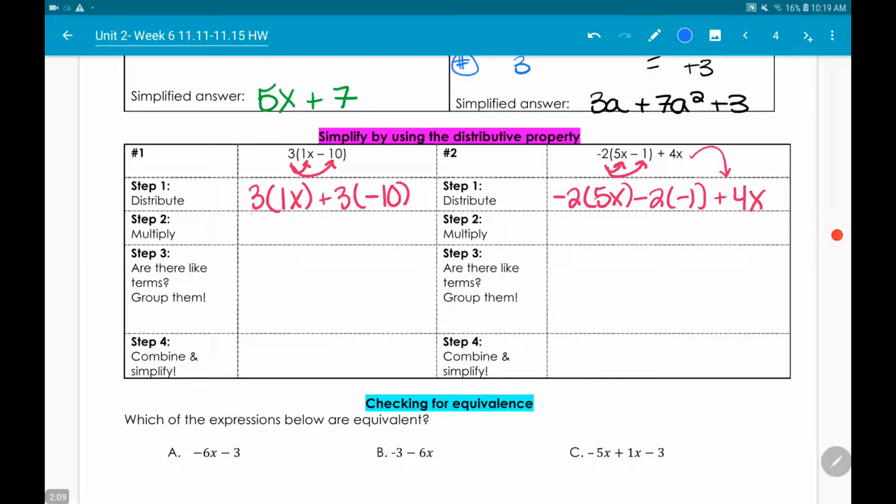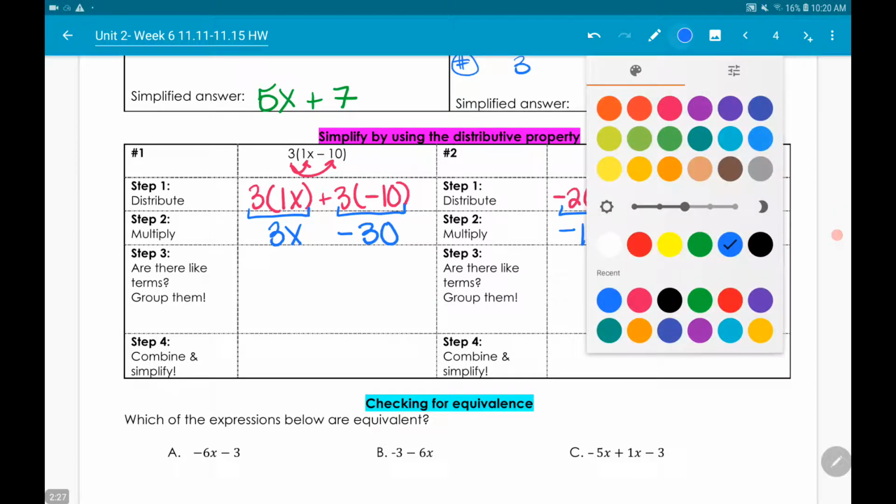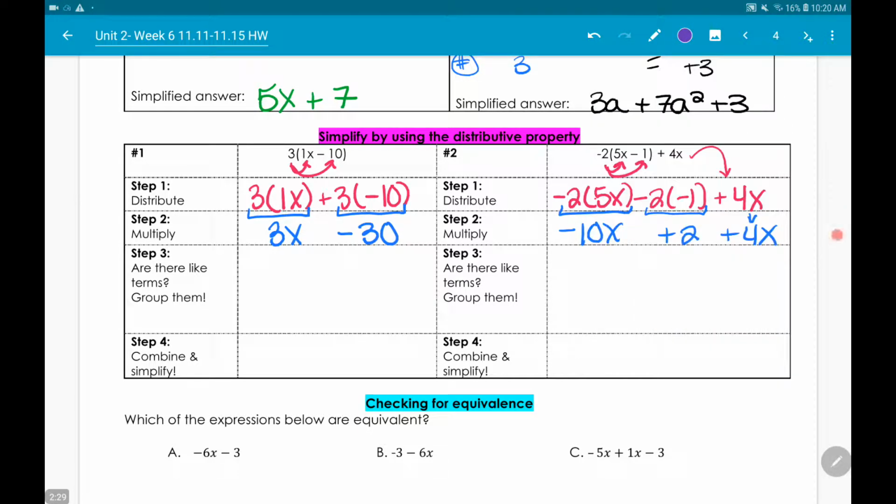All right, next part of distributing after I place them is actually multiplying them out. And then my third step, are there any like terms? So here I just have an x, and it's just 3x, there's nothing to put with it, and same thing with my numbers. So there is nothing to combine, so my final answer is just 3x minus 30.